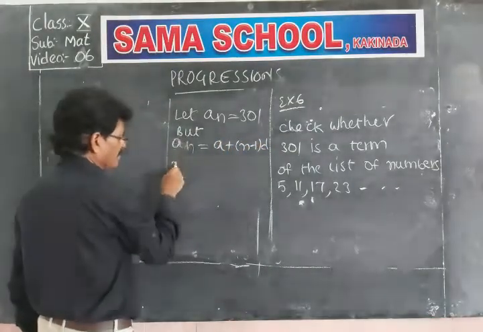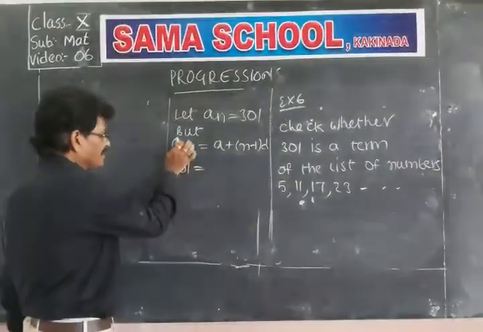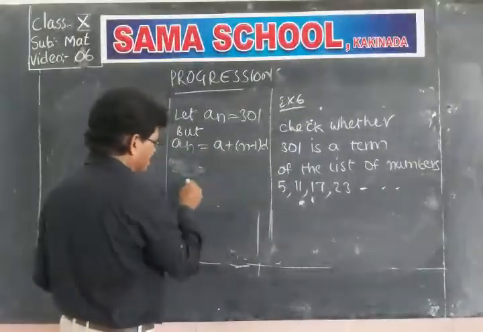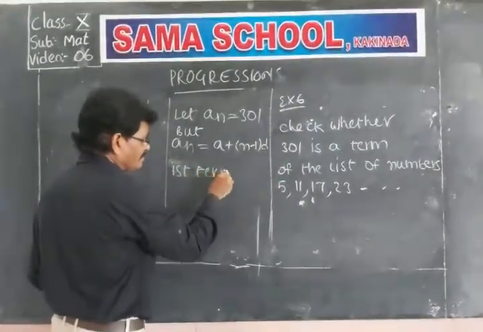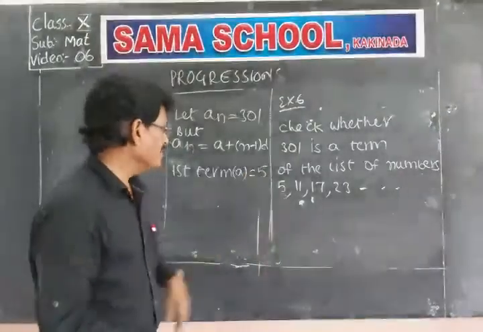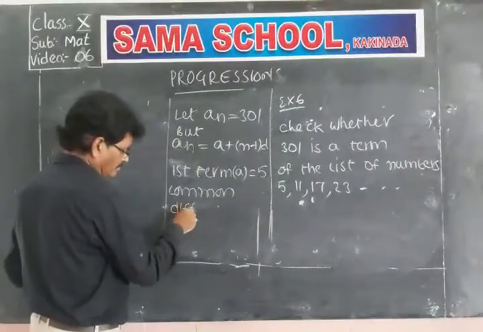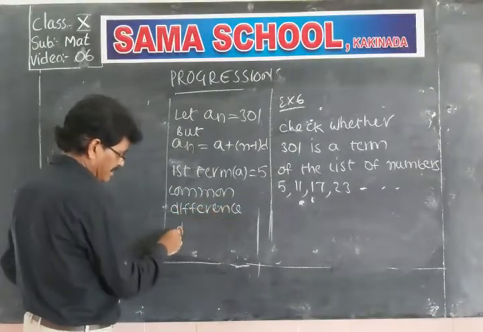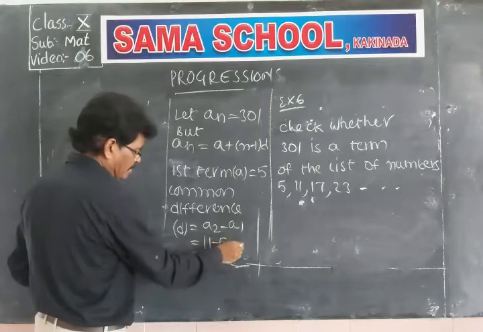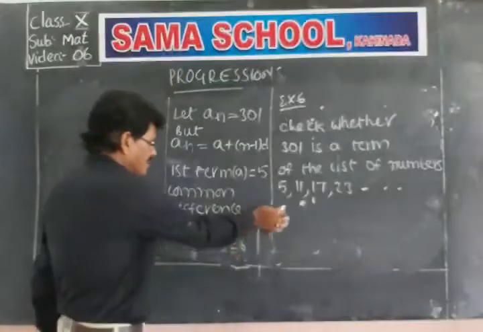So 301 is equal to a, the first term, and we should find everything before substituting in this equation. In the given series, the first term a is equal to 5, and the common difference d is equal to a2 minus a1. 11 minus 5 is 6. So the common difference is 6.